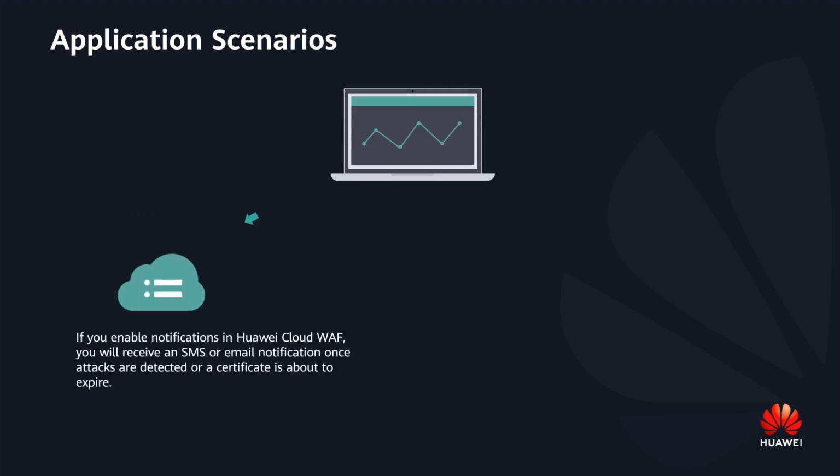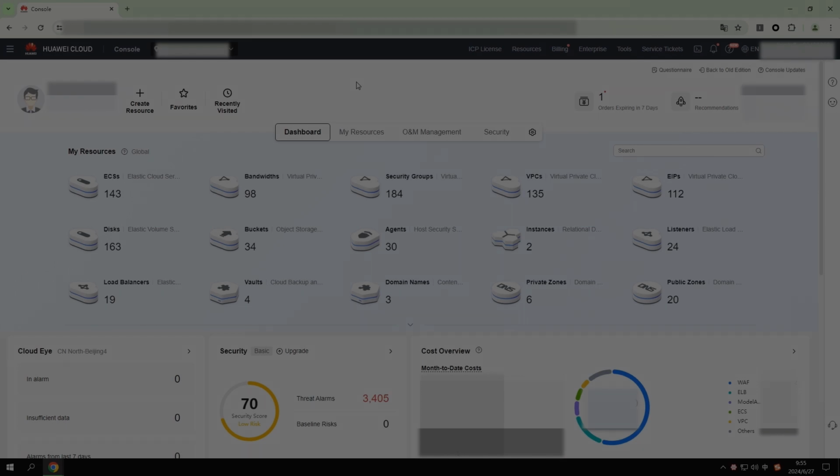If you enable notifications in Huawei Cloud WAF, you will receive an SMS or email notification once attacks are detected or a certificate is about to expire. This video demonstrates how to enable notifications in WAF.